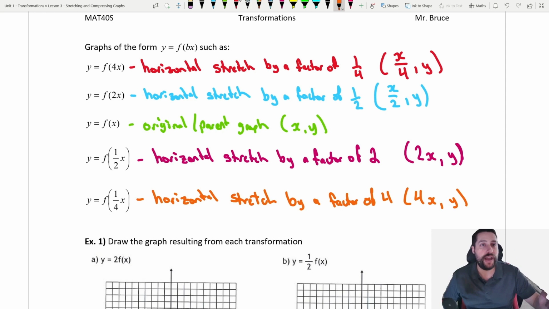Okay? So that's the difference between your a value and your b value. Your a value is going to remain the same. You don't change it. Whereas your b value, in order to state what the stretch factor is, you have to take the reciprocal of it. And when you're using the mapping notation, you have to take the reciprocal of b. Let's try some examples, and hopefully this will become more clear.